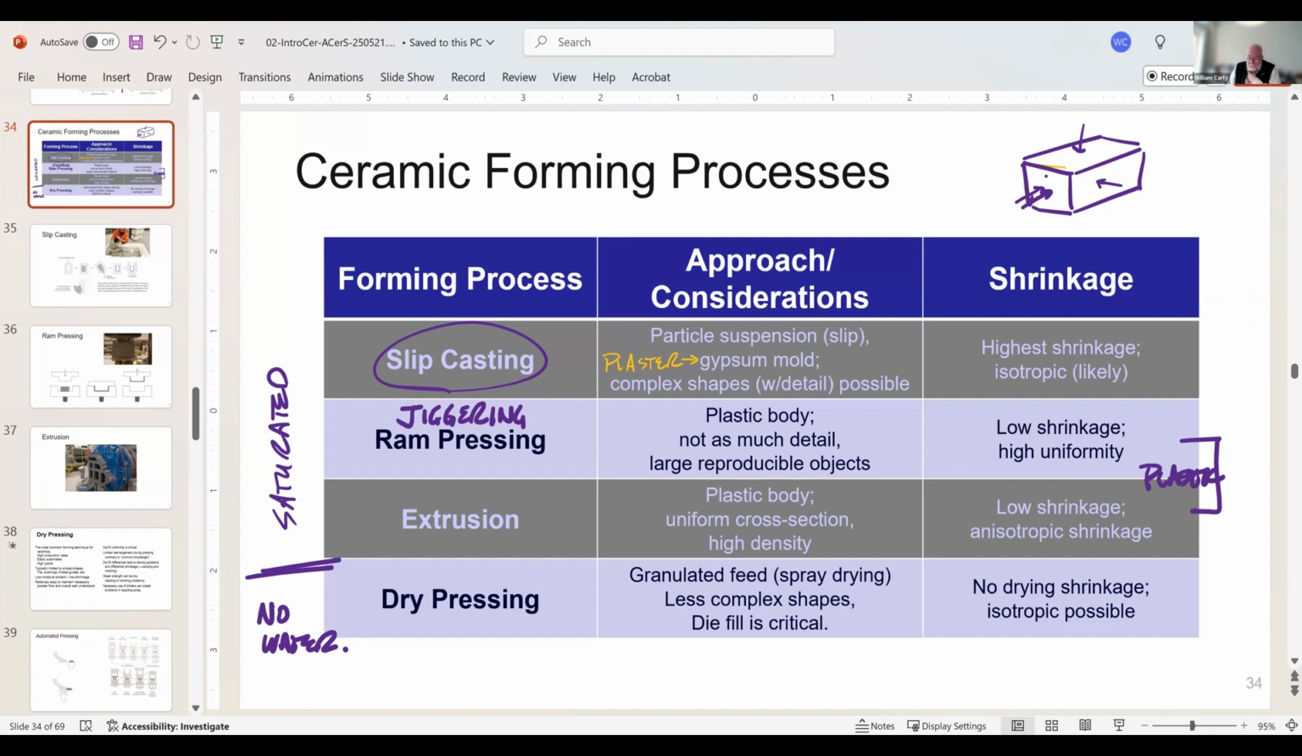And then we get to extrusion. Plastic body, again, uniform cross-section, high density. Low shrinkage in general, lower than slip casting, similar to ram pressing, but isotropic shrinkage. Dry pressing, we're going to spend a little more time on, uses granulated feed from a spray dryer. That allows us to work with finer particle size, less complex shapes. The die fill is critical, and we're going to talk about that. There's no drying shrinkage, which is nice, and it is typically isotropic.